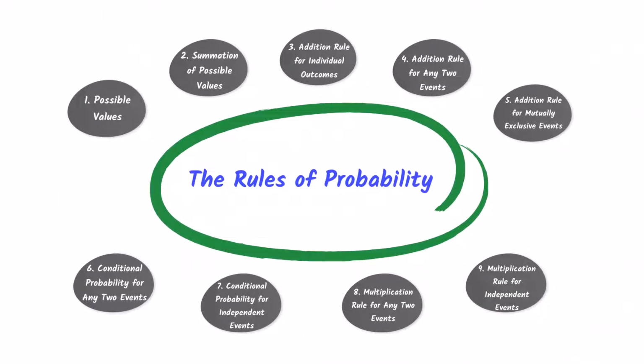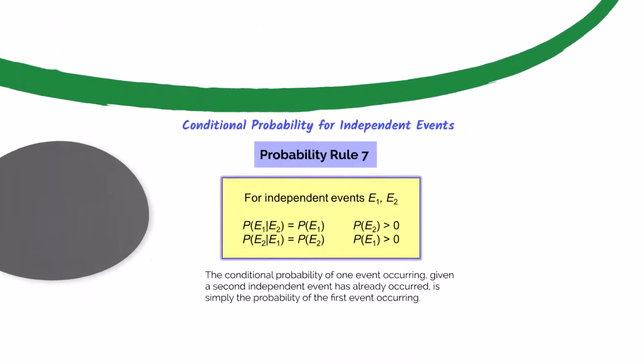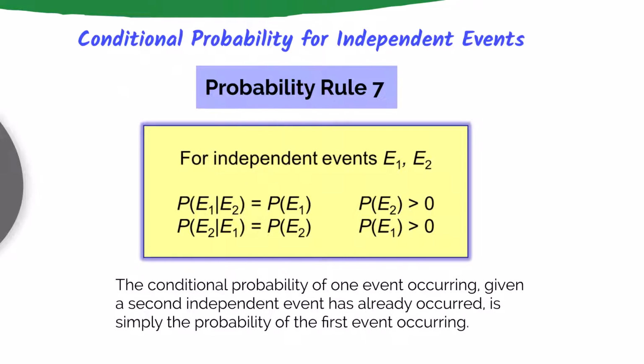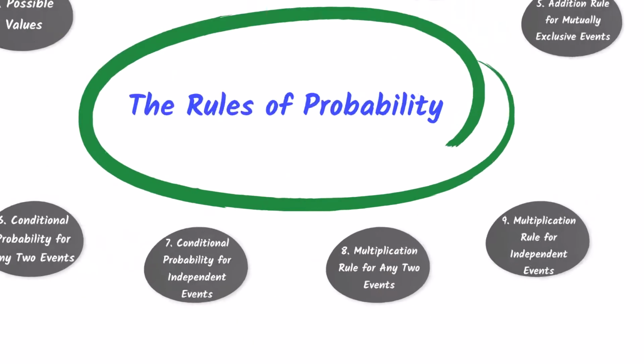So let's review rule number 7 next. Probability rule number 7 is the conditional probability for independent events. If you recall, independent events do not affect each other in any way. So the conditional probability of one event occurring, given that a second independent event has already occurred, is simply the probability of the first event.